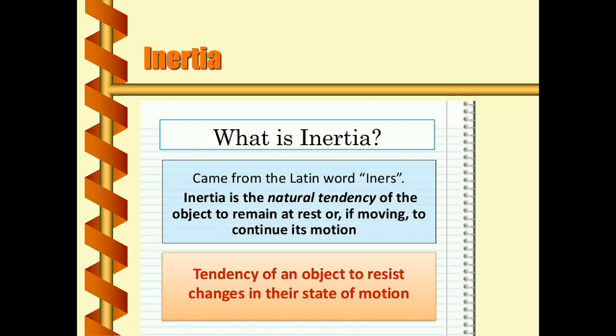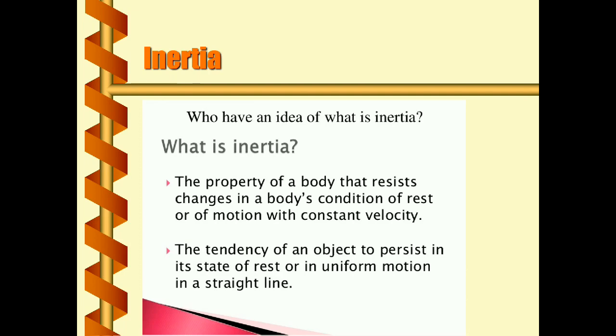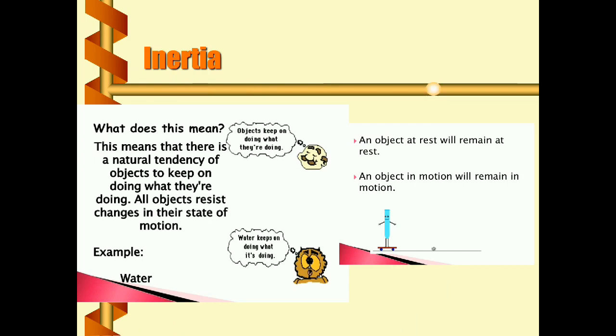The body keeps on doing what it is doing. Inertia is the property of a body that resists change in the body's condition of rest or of motion with constant velocity. The body opposes the change in its state. If it is moving, it will keep on moving. If it is at rest, it will remain at rest. So this is the natural tendency of a body, known as inertia. That is, the body will resist the change in its state.